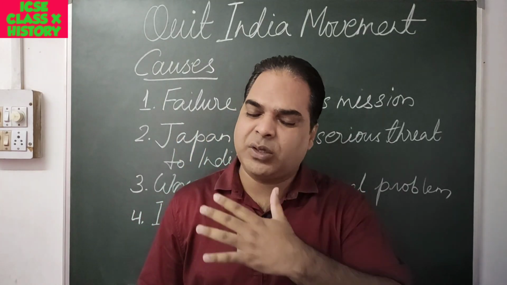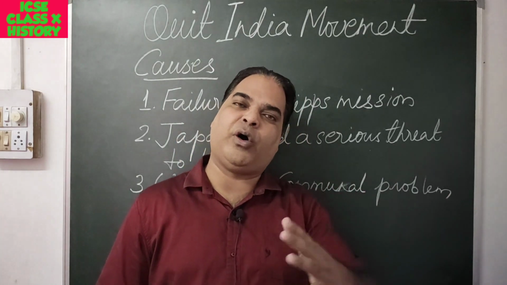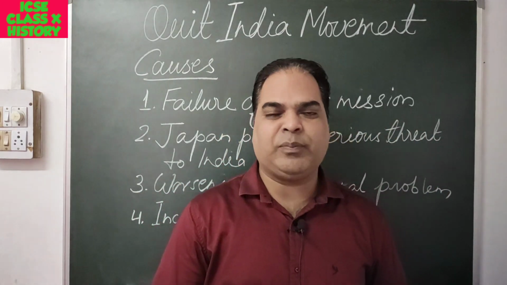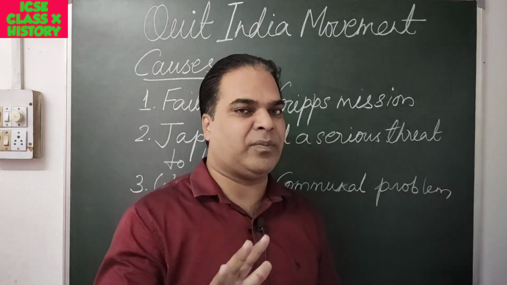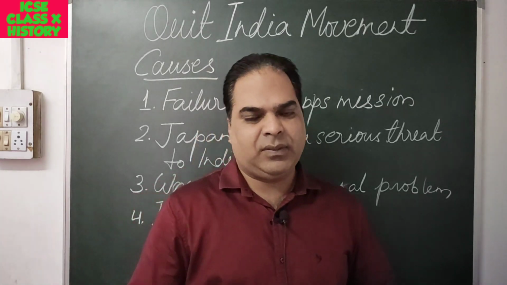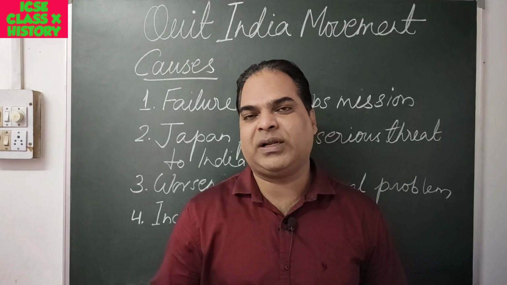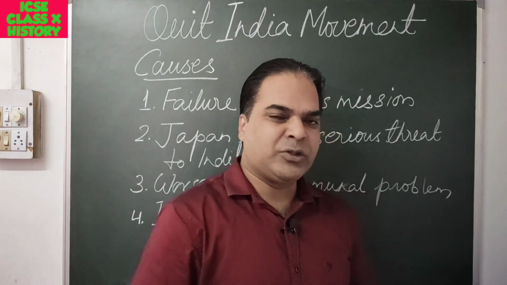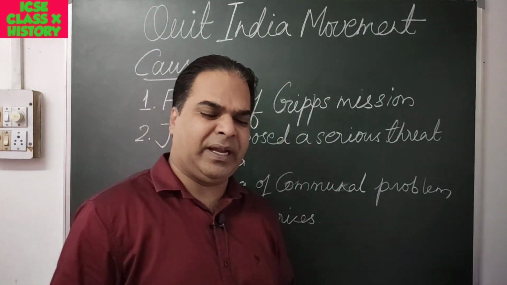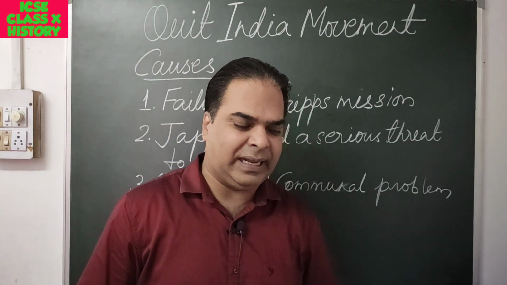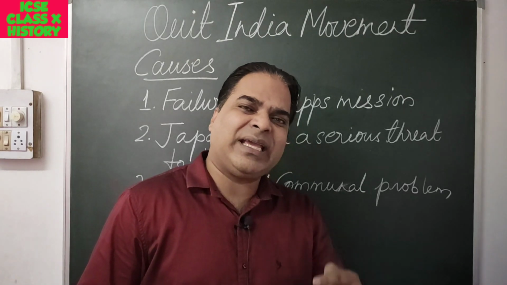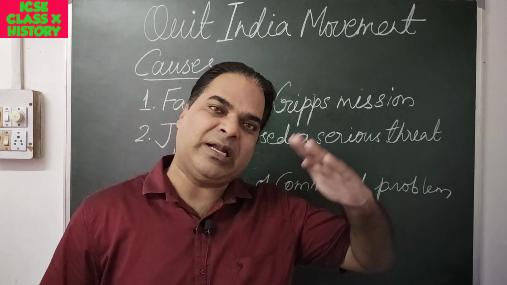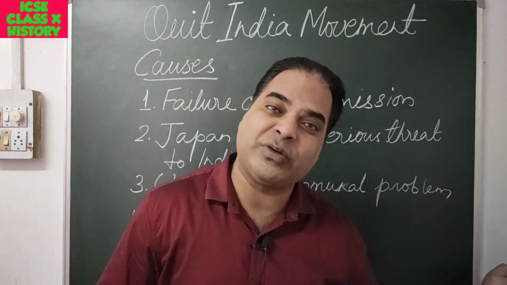In that election, Congress became successful in almost all the provinces. Altogether 14 provinces were there. Out of 14 provinces, in 9 provinces Congress formed the government, and in 2 of the provinces coalition governments were formed. When the Second World War started in 1939, India was dragged into the war without taking the Congress ministers into confidence. So the Congress ministers also resigned.